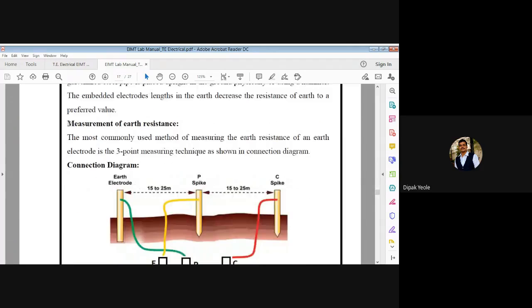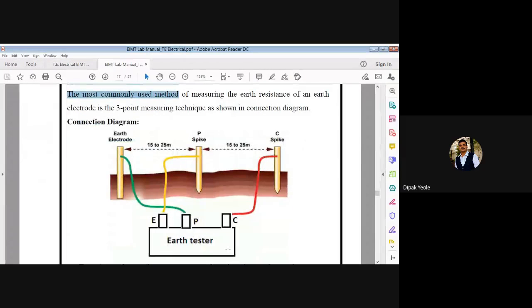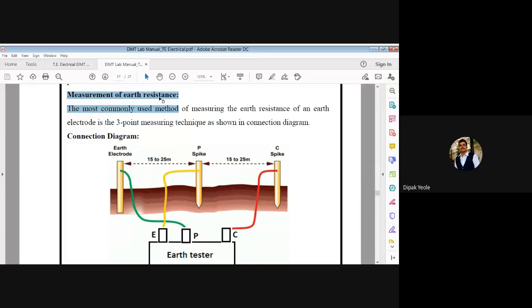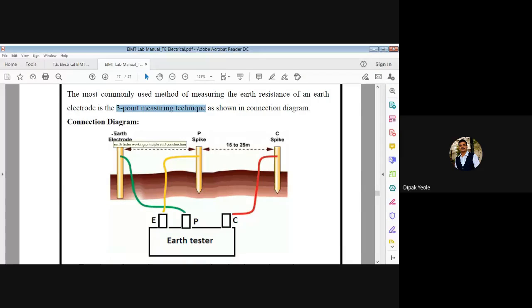And this is the point of our interest. Because of this earth tester, this device, we are measuring the earth resistance. A commonly used method for measuring the earth resistance of an earth electrode is the 3-point measuring technique. It is also called that because we are using 3 electrodes. You have to keep in mind, we need the earth electrode, the P electrode, and the C electrode. They have given the names P and C, and they act as electrodes.